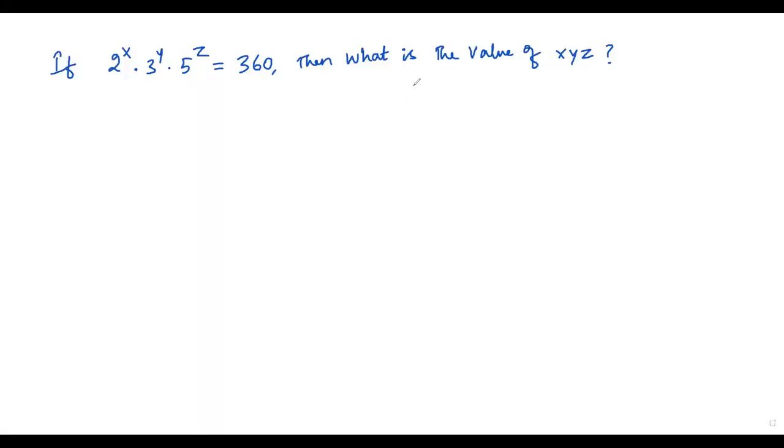Here we have a SAT math question. Okay, let's go with the question. If 2 to the x power times 3 to the y power times 5 to the z power equals 360, then what is the value of x times y times z?